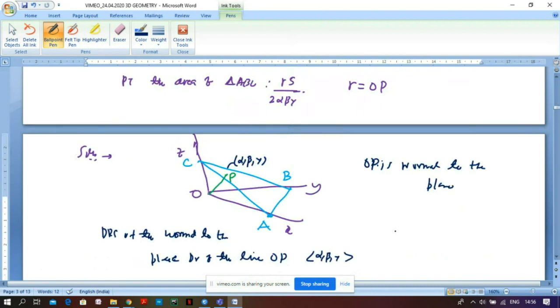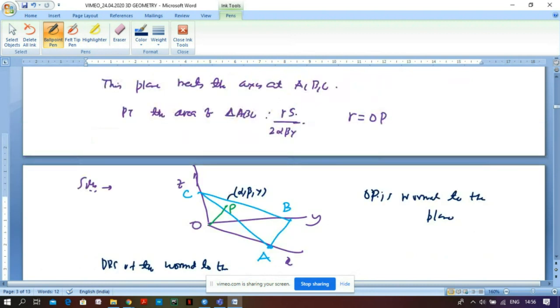So actually I have proved that the area is R to the power 5 over 2 alpha, beta, gamma. So look how we make use of this one. This looks quite big, that okay, R to the power 5 upon 2 alpha, beta, gamma.